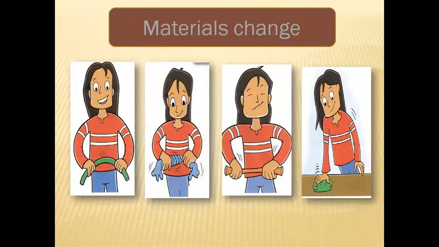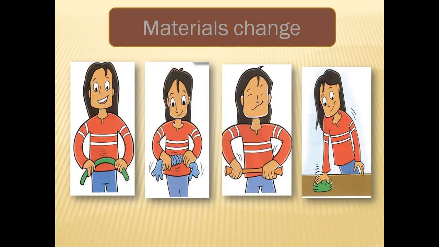We have studied in lesson 1 that materials change their shape. And how do they change their shape? When we apply force on the materials, they change their shape. And how can we apply force on them? We can bend them, twist them, stretch them, or squash them. In all these processes, what we are doing with the materials is applying force.